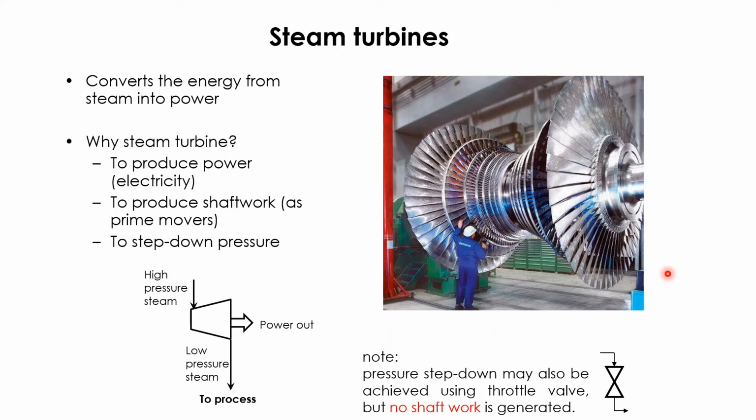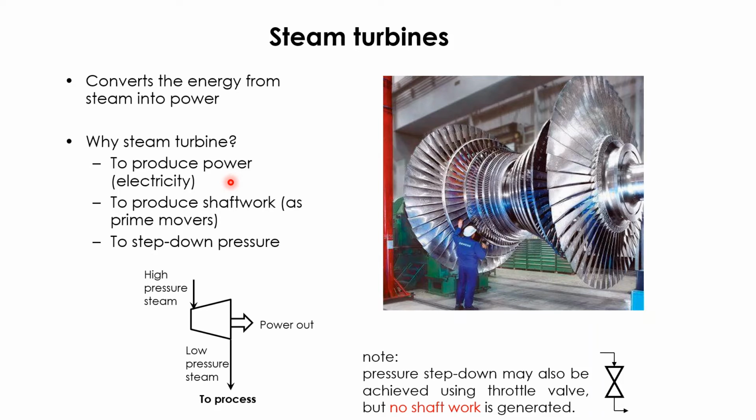Another component of the steam system is steam turbines. I will just give you a short highlight of the steam turbine because we will have a specific chapter discussing this topic. The steam turbine is used to convert the energy from the steam into power. We need to know that not all chemical plants apply this. Another important usage of the steam turbine is that we can use the unit to produce power, electricity.